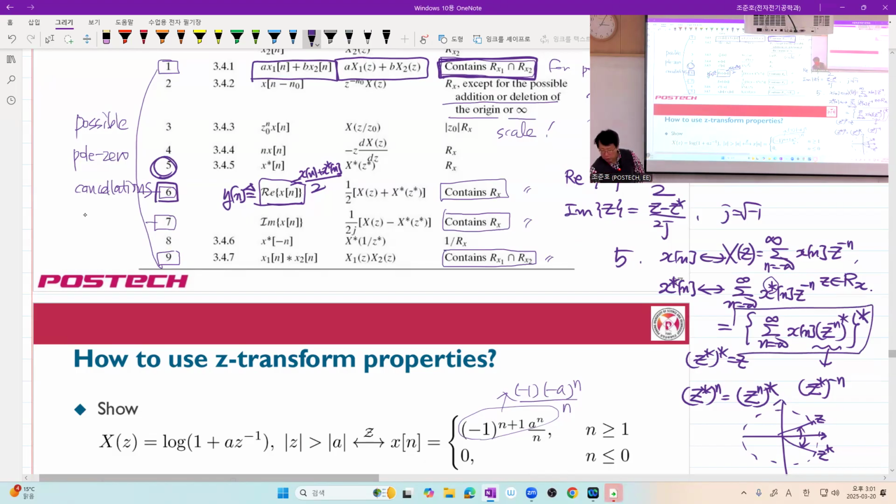This converges on the same set. Right? That's why this is true. Then by combining 1 and 5, you have 6. Got it? Similarly, by combining 1 and 5, you may have 7, where you find the Z transform of the imaginary part. Got it? What else?